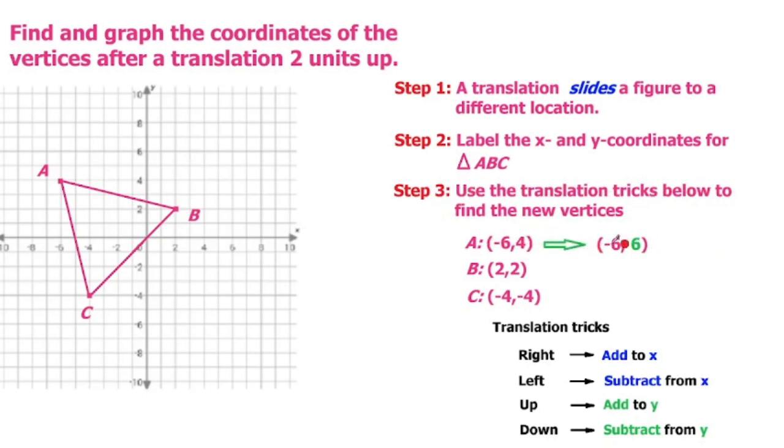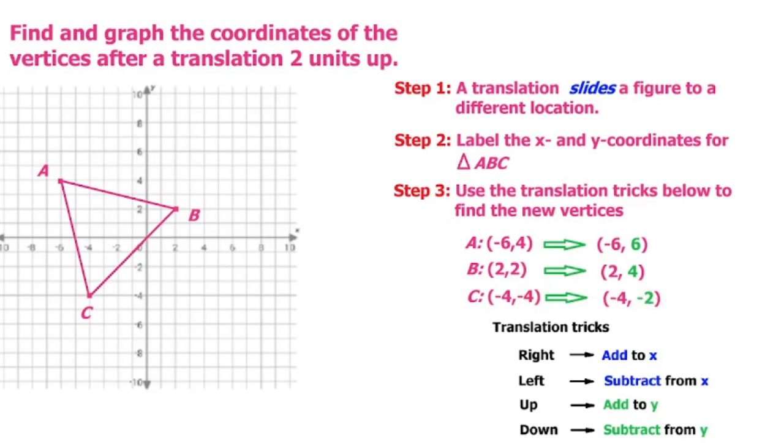So A becomes -6, 6 because we added 2 to 4. We add 2 to 2 here, so now B becomes 2, 4. And for C, we add 2 to -4, so it becomes -2.